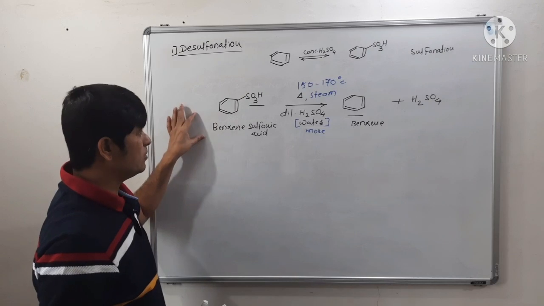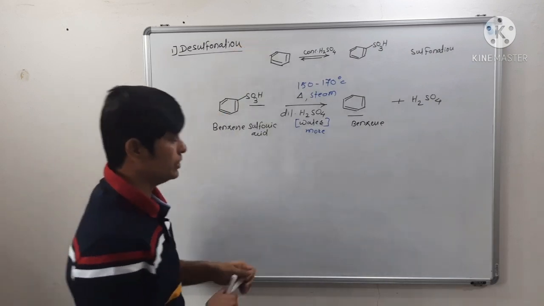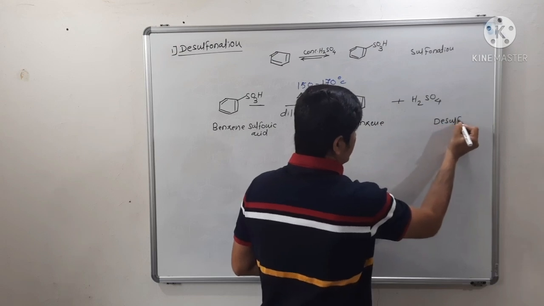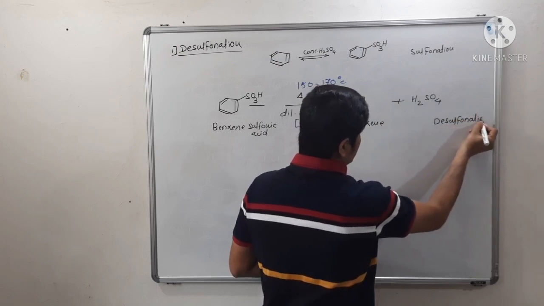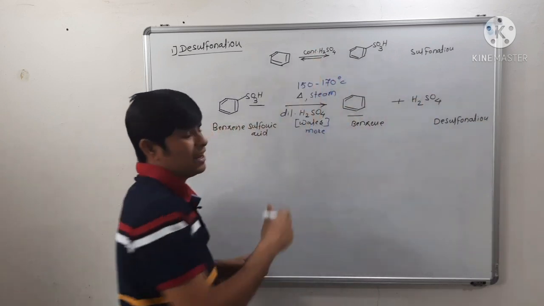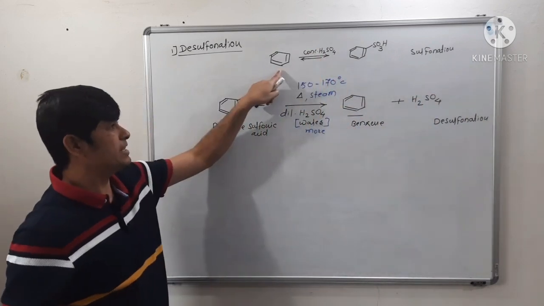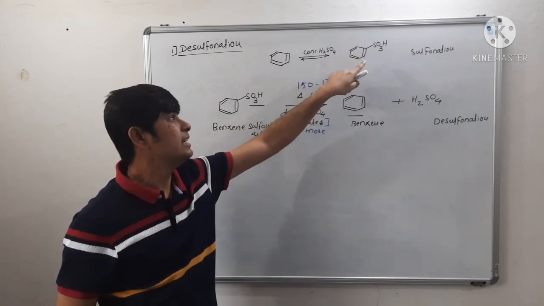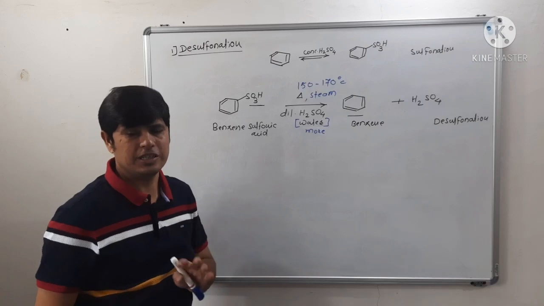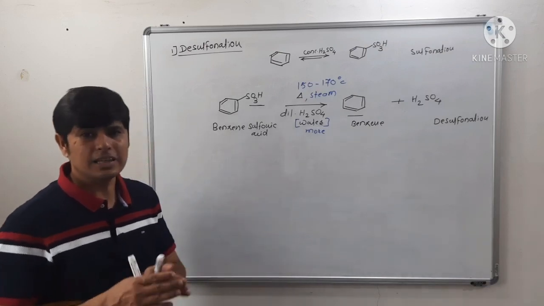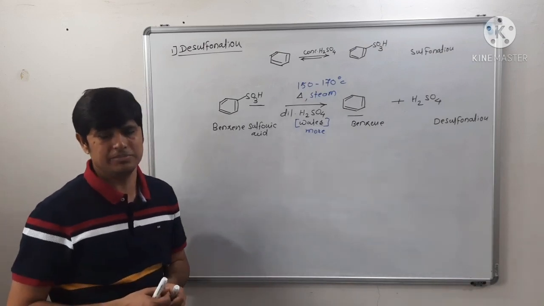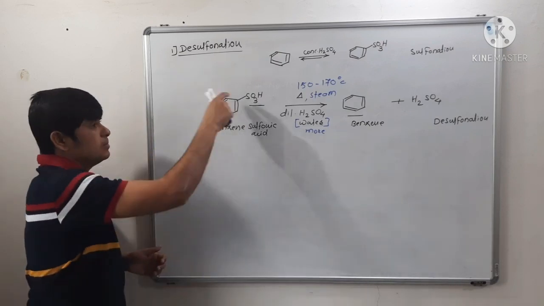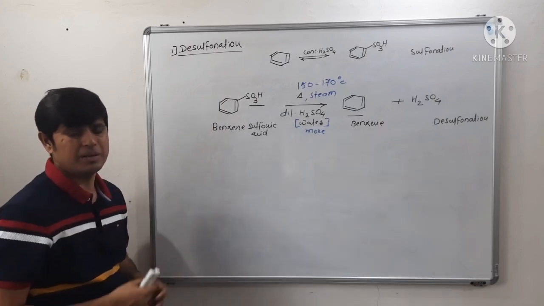So this is desulphonation and this is sulphonation. Both the reactions are reversible. Benzene will undergo sulphonation, or benzene sulfonic acid also undergoes desulphonation in another medium, if we change the medium. So both reactions are reversible. This is desulphonation of benzene sulfonic acid.